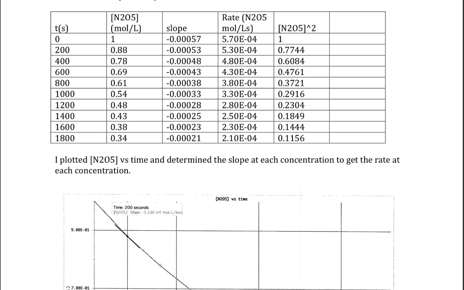We're also going to make a graph of those same rates versus concentration of N2O5 squared, so that we can compare. We'll make a graph to look at first order, we'll make a graph to look at second order. We know it's not 0 order because we see that the rate of the N2O5 over time changes, so it cannot be 0 order.